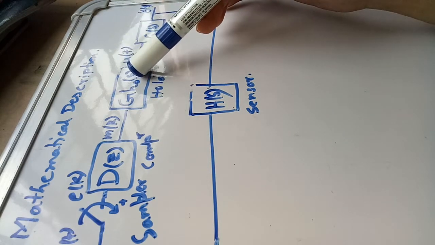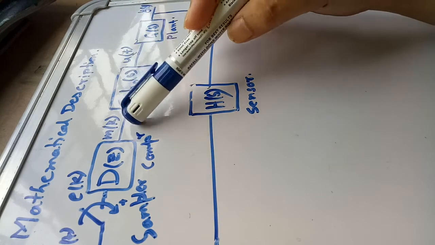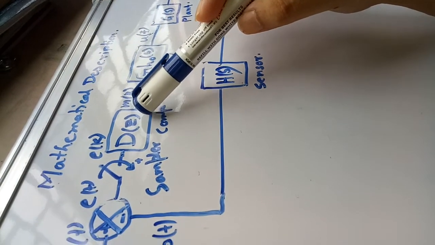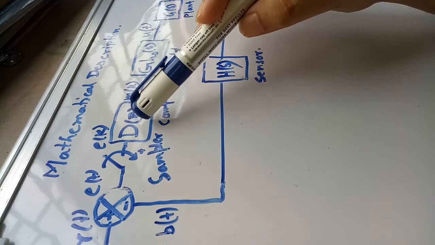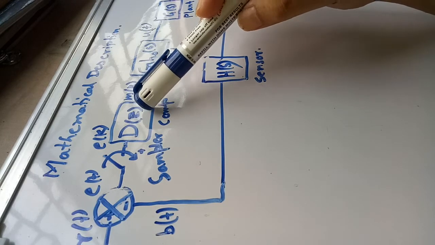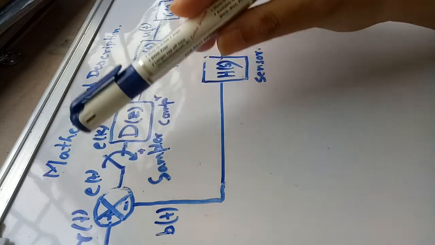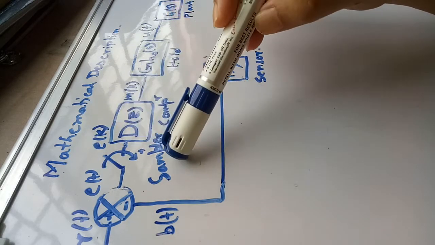This is also a transfer function, the hold, because it is converting the digital to analog, and this is in the Z domain. The digital computer is in the Z domain, means you need to take the Z transform of this. And this is E of T, this is E of K, this is the sampler.